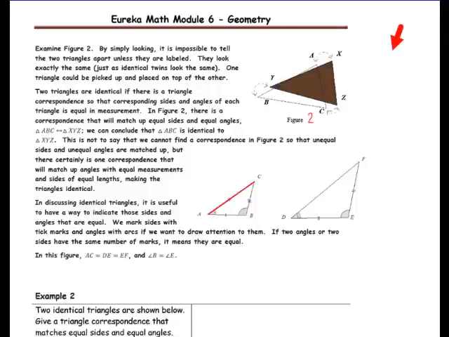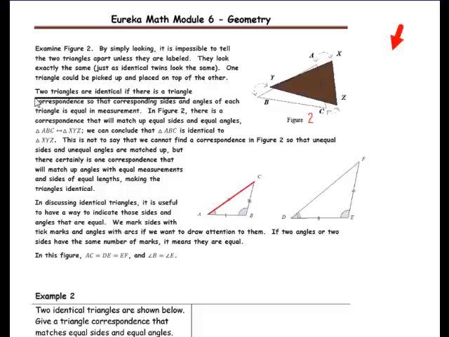Examine figure 2. So figure 2 is the top figure on this page. Simply by looking, it is impossible to tell the two triangles apart unless they are labeled. They look exactly the same, just as identical twins look the same. One triangle could be picked up and placed on top of the other. Two triangles are identical if there is a triangle correspondence so that corresponding sides and angles of each triangle are equal in measurement. That's an important concept.